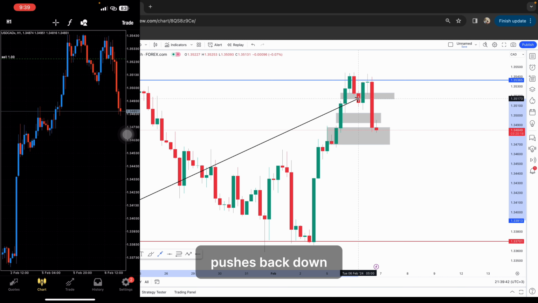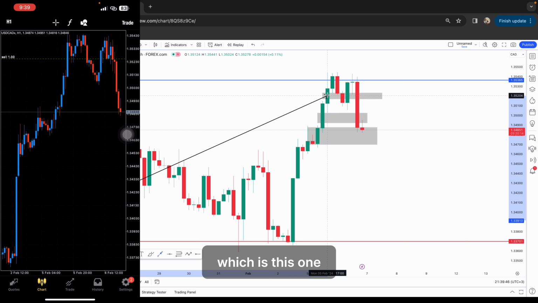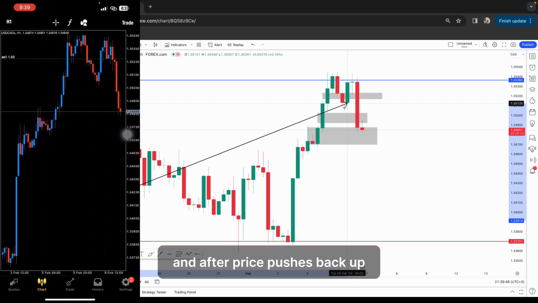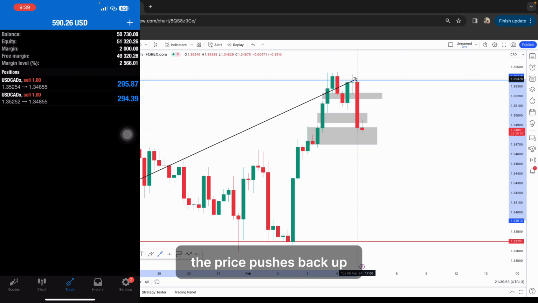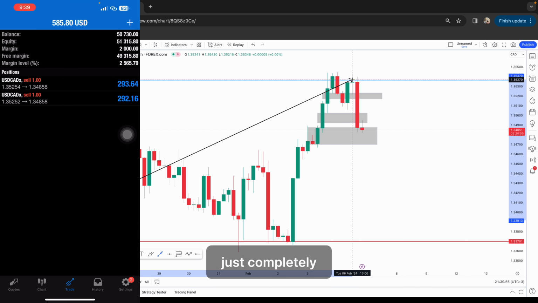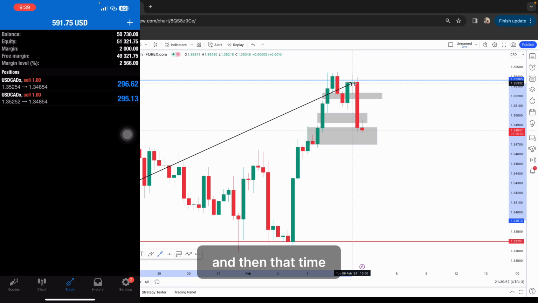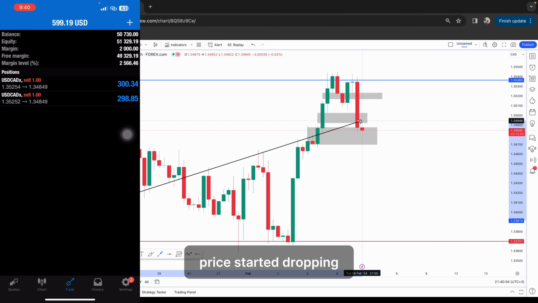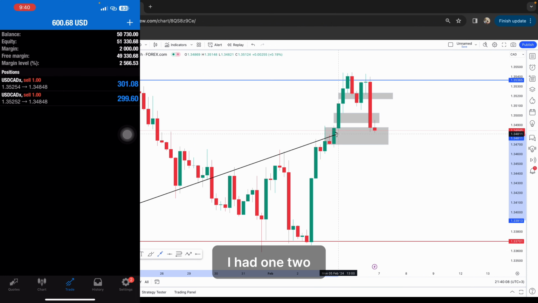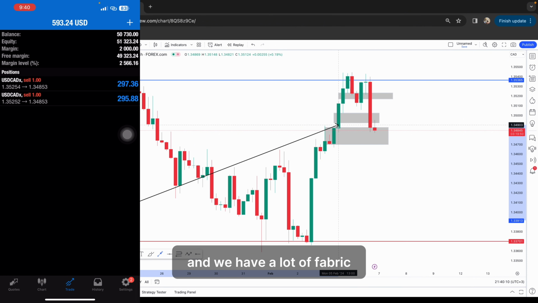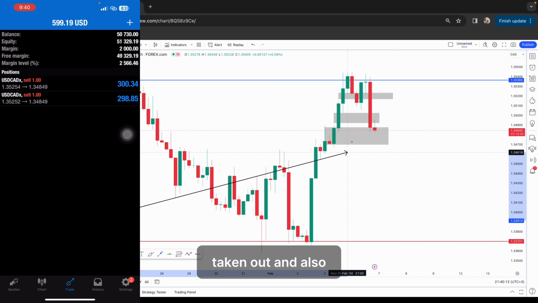You can see price pushes back down to take out the fair value gap, which is this one there. After that, price pushes back up and retests completely. Then when we were approaching the New York session at around 4-5, price started dropping. The reason, obviously, was to take out the fair value gap. As you can see, we had 1, 2, 3 big candles, and we have a lot of fair value gap in here that had to be taken out.